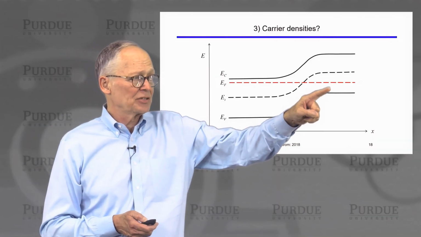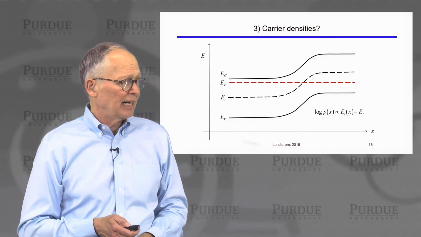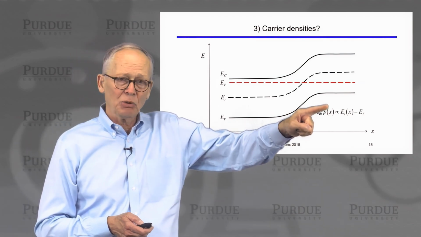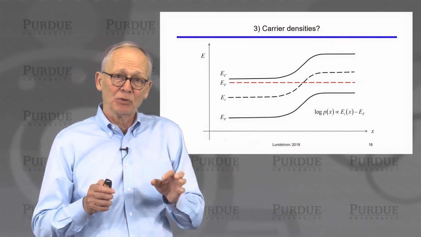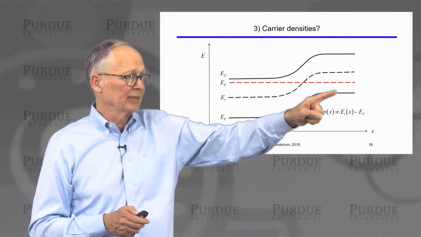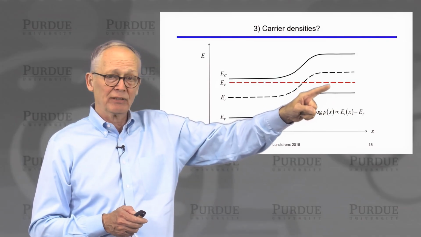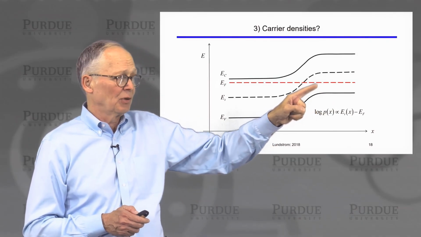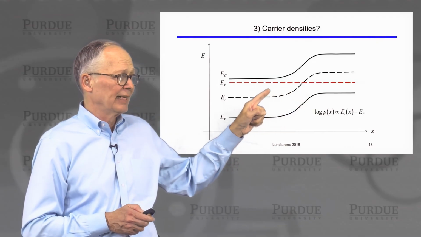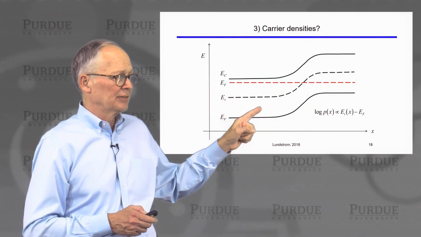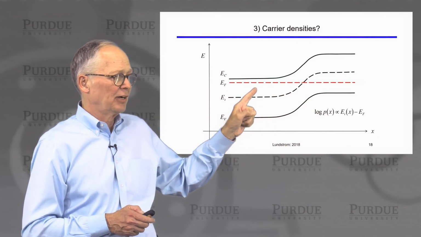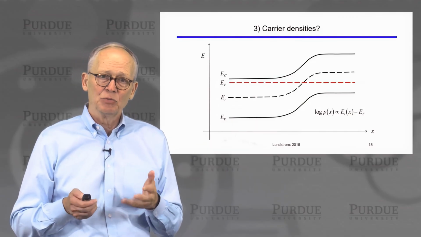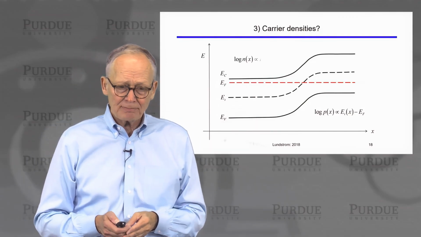The hole concentration is determined by how far below the intrinsic level the Fermi level is. So we have a lot of holes over here on the P side, fewer and fewer holes. We go over to the N side, the Fermi level is far above the valence band, far above the intrinsic level. We have a few minority carrier holes.